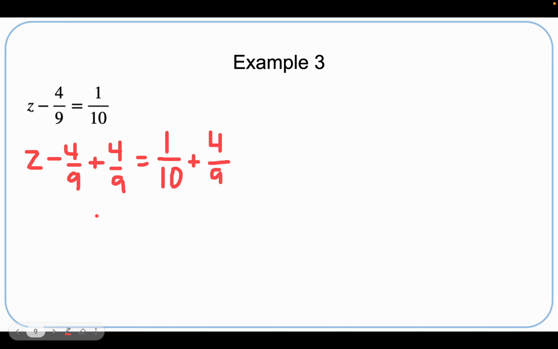Okay, so now we simplify. On the left side of our equation, we're left with our variable z. And on the right side, we need to have a common denominator. So between 10 and 9, our common denominator is 90. So that makes our first fraction 9/90. And then our second fraction, we're multiplying by 10/10, so 40/90. And then we need to simplify, add them together, we get 49/90.